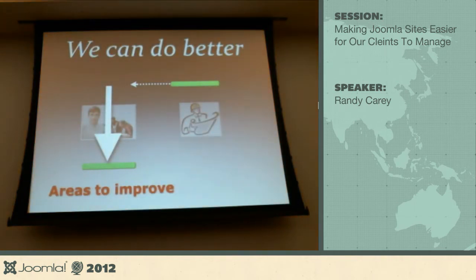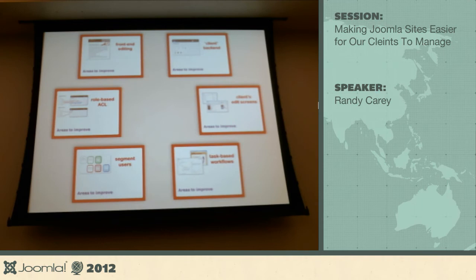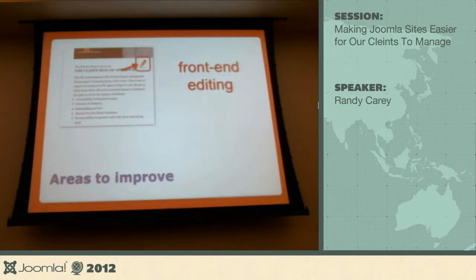So we can do better. There's a lot of ways. We have to think about the areas to improve. It does take work. I'm going to keep pointing that out. It takes work for us if we want to make that improvement. Here are 6 techniques that I've come up with that I use when I work with clients, trying to improve their experience. And the first one is front-end editing.